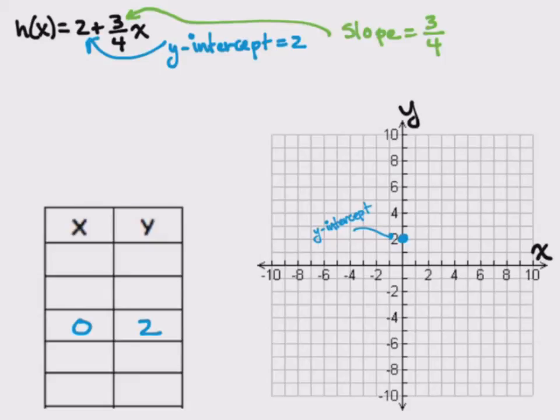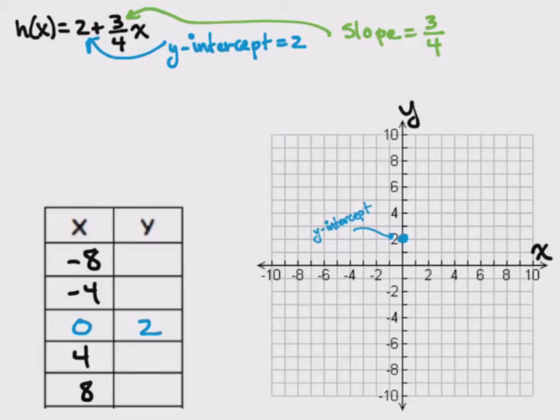And this means that every time x increases by 1, h of x, or y, will increase by 3/4. Or every time we move 1 unit to the right on our graph, we'll move 3/4 of a unit up on our graph. Again, we don't want to deal with all those fractions in our ordered pairs, and we definitely don't want to have to eyeball those fractions when we're graphing ordered points on our graph. So let's use values of x that are only multiples of 4. That way we're guaranteed to get integer values for y.